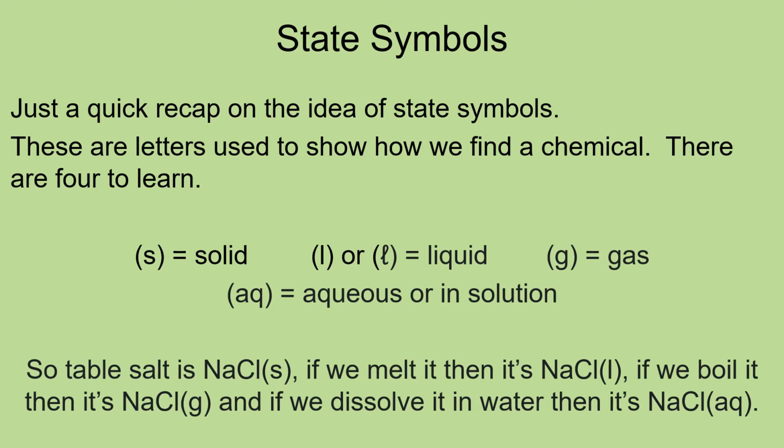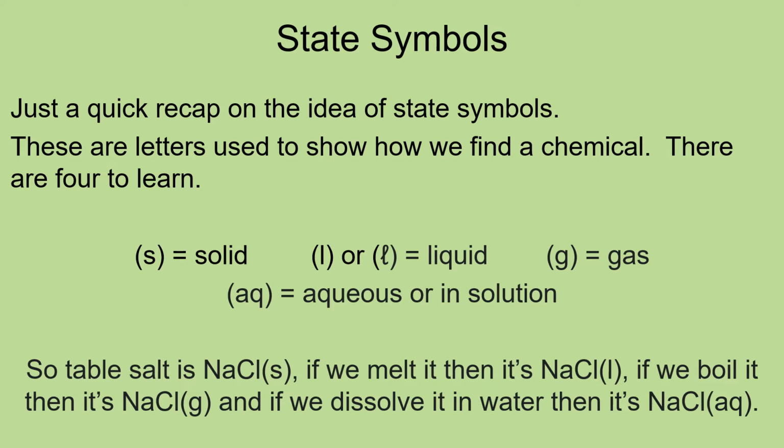Before we do that, I just want to take a second to reintroduce and make sure that we're clear about something called state symbols. As you can see on the screen, state symbols are little letters that we use to describe how we are finding the chemical in this reaction. There are only 4 and we need to know them. If you didn't know this, if this screen is new to you, it's definitely worth adding this to your notes and making sure that you've got this written down.